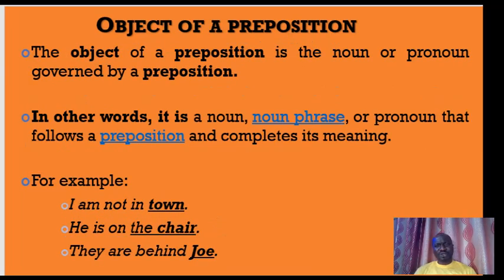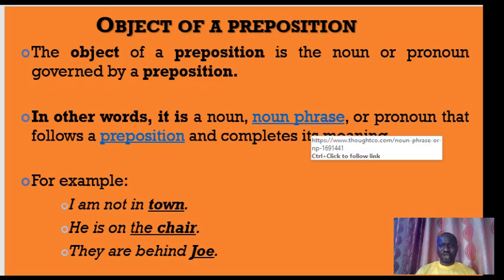We have object of preposition. The object of a preposition is the noun or pronoun governed by a preposition. In other words, it is a noun, that is a noun phrase, or pronoun that follows a preposition and completes its meaning. For example, I am not in town. I am not in town.